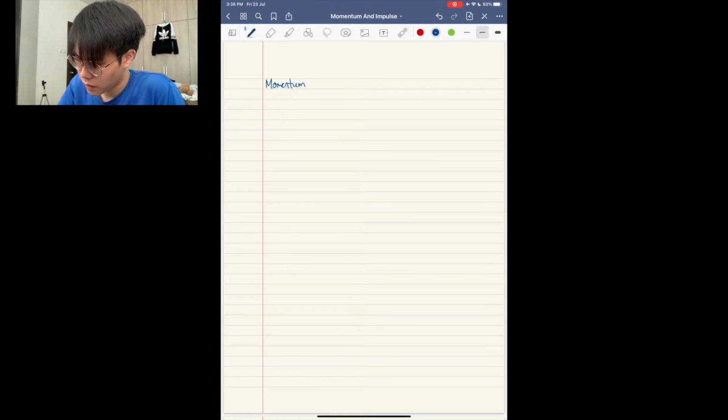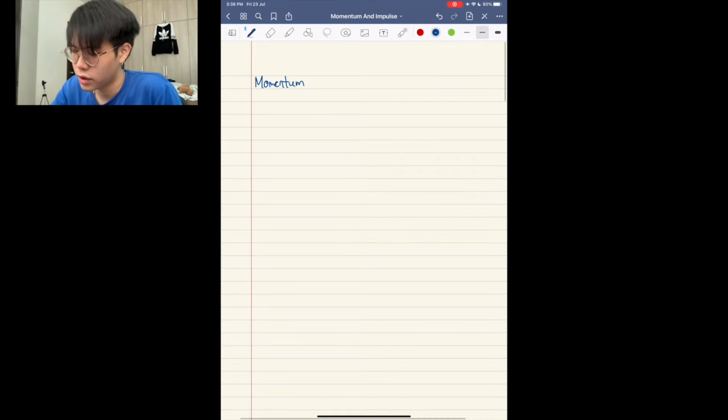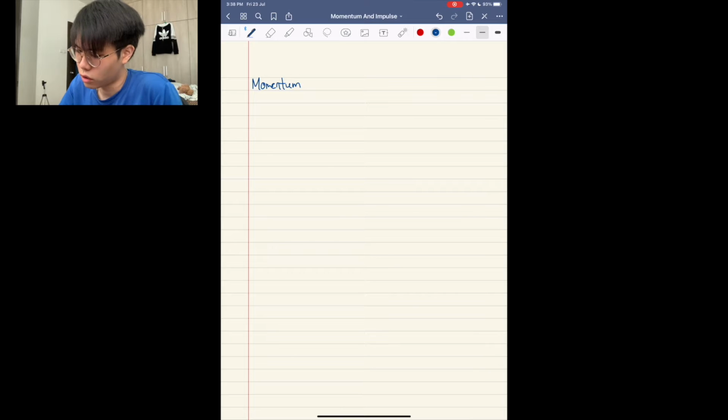Basically, momentum is when an object or mass is in motion. So the formula for momentum is P. The symbol for momentum is P equals mass times velocity.